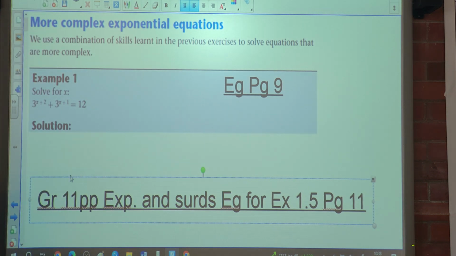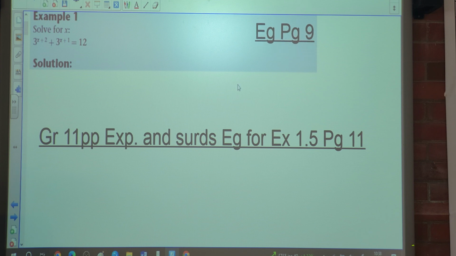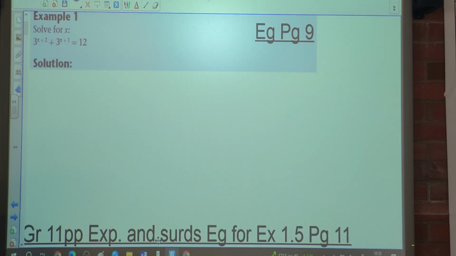So now we're going to use the combination of skills learned in previous exercises to solve equations that are more complex. So here's example 1 on page 9. The question says solve for x. So here we've got 3 to the exponent x plus 2 plus 3 to the exponent x plus 1 is equal to 12.